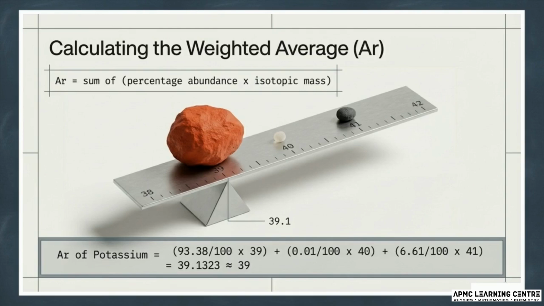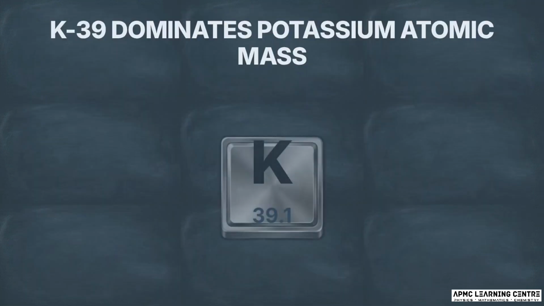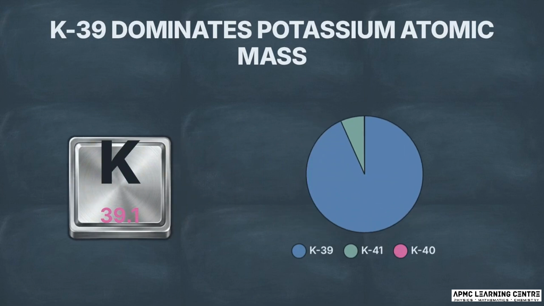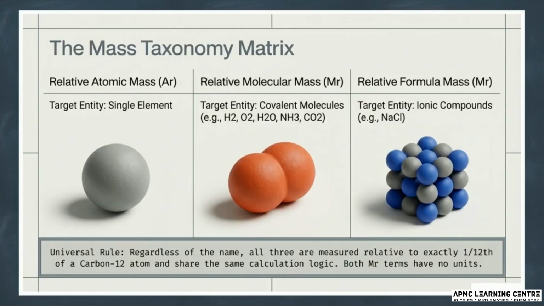This image visualizes that math as a physical fulcrum balancing the three potassium isotope clusters, pinpointing the exact 39.1 average based on their abundance. The relative atomic mass number on the periodic table is actually this precise weighted average. It accounts for all natural variations rather than assuming every atom is identical. Scaling up to complex molecules, this mass taxonomy matrix outlines the progression from single elements to covalent and ionic structures.